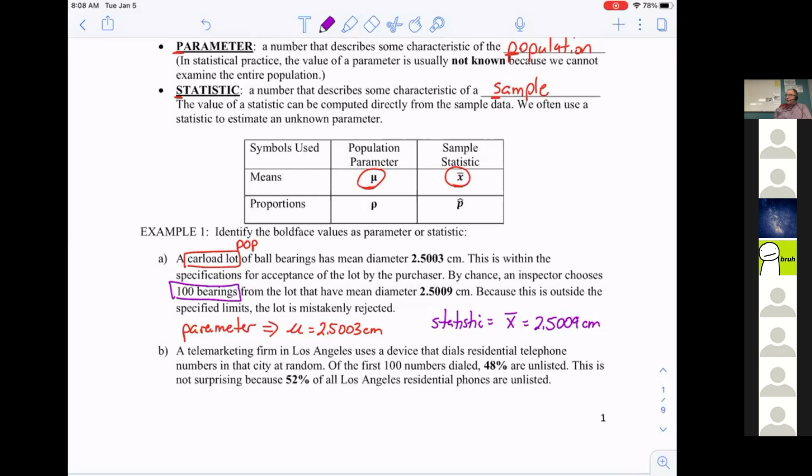So again, that's what this activity is. When you read it and come across something, am I writing down mean mu or X bar? Am I writing down a P or a P hat?